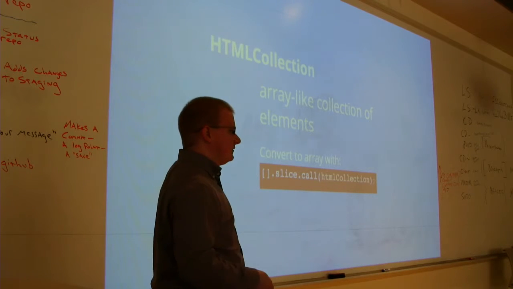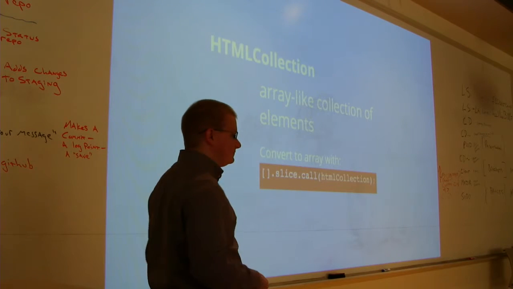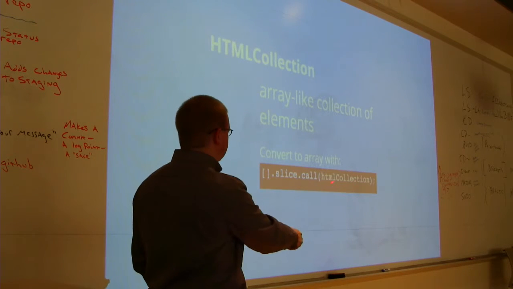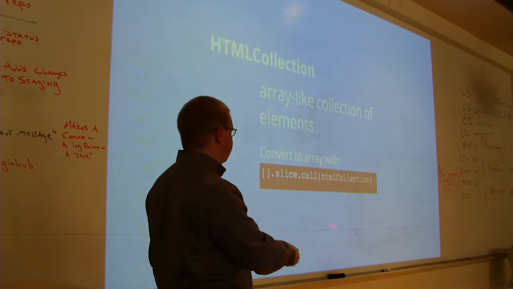So if the HTML collection is a paragraph, for instance, applying that method to it would slice and turn everything in its contents into part of an array? Yeah, so this is going to be a collection of different elements. It's going to turn this into an array. Okay.